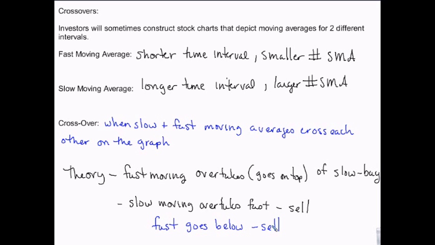That's the theory. What it's doing is predicting that when the fast goes over the slow, the price is going to increase. And so you buy it, you buy low, sell high. That's how you make money in the stock market, right? So the price is going to start to increase when the fast overtakes the slow. So you buy now when it's lower, and then it'll increase. And then when the fast goes below the slow, it's going to start going down again. So you sell before it loses its value.